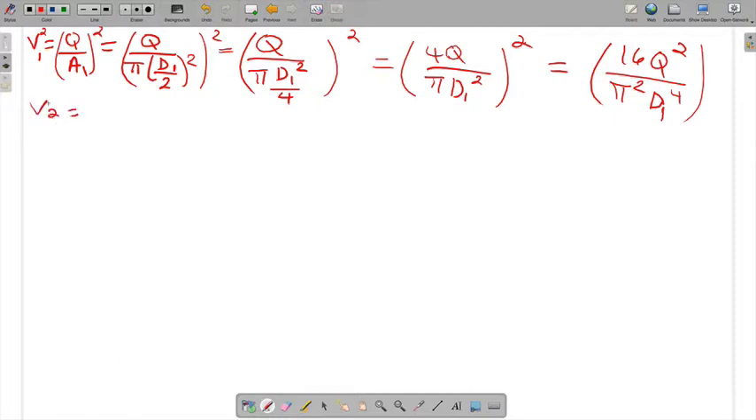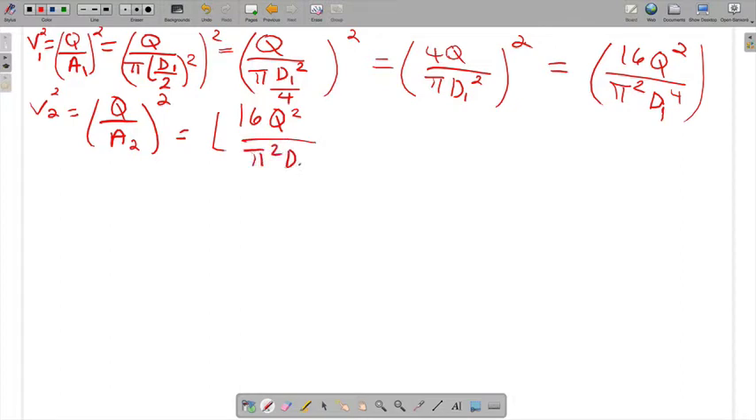And V2 is very similar. The only difference is, instead of having any old area, we have area 2. If you look here, the only thing that made it different between A1 and A2 is just this diameter. It's still pi r squared. You still have the pi. The 4q is going to stay the same. So basically you're going to do 16q squared over pi squared, and it's just d2 to the 4th.